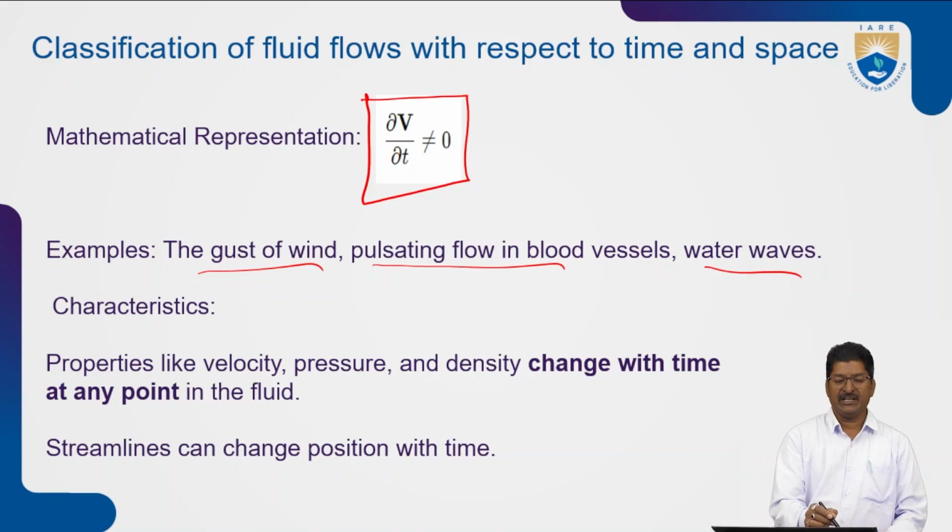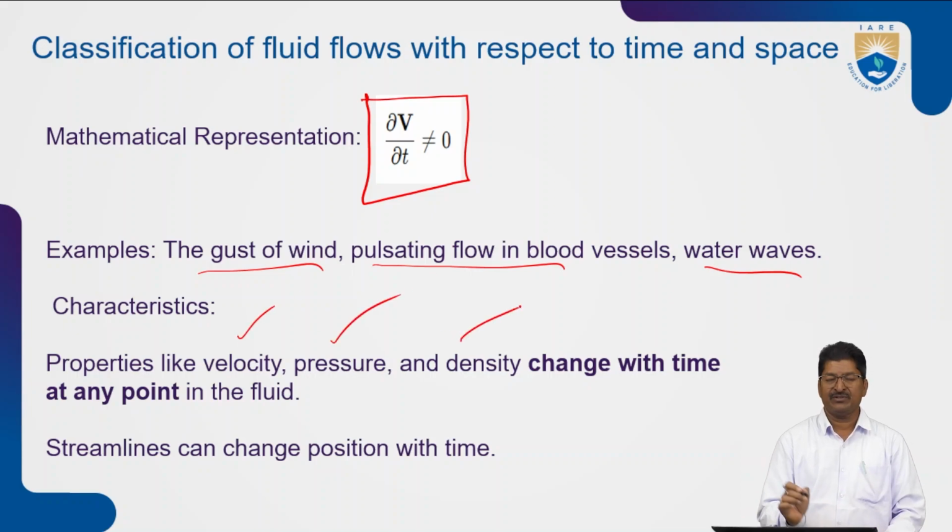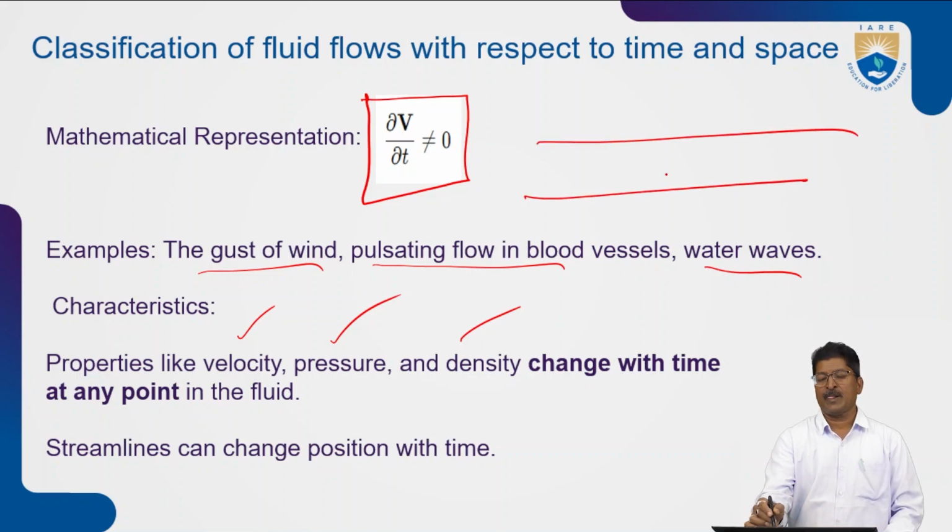If you see the characteristics, there are velocity, pressure, and density. These three parameters are there in steady flow also. If they are constant at any time, it is called steady flow. If they are not constant, that means velocity is varying, or pressure is varying, or density is varying with respect to time, then that flow is called unsteady flow.